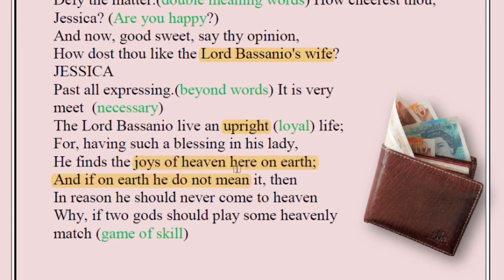So, by being married to somebody like Portia, Bassanio is enjoying life as it is in heaven. So he has married Portia and he has got such a beautiful gift that one gets in heaven and not on earth. So he is blessed with something so precious. So then in reason he should never come to heaven. So if he cannot take good care of this gift, then he is never going to come to heaven.